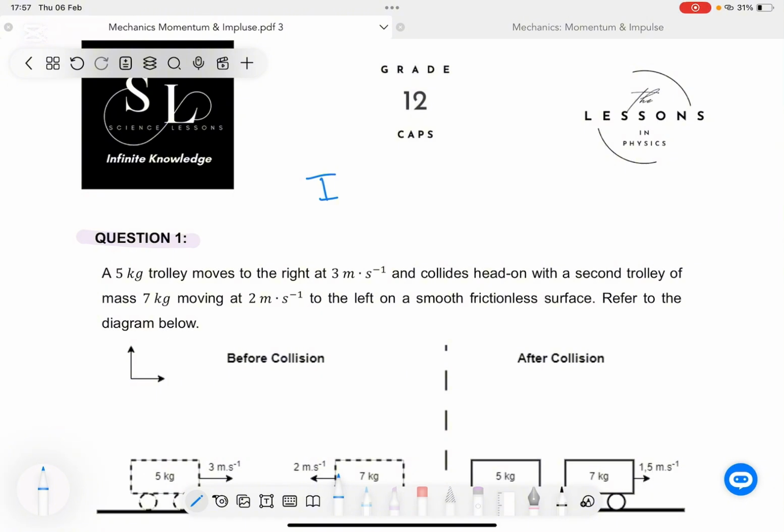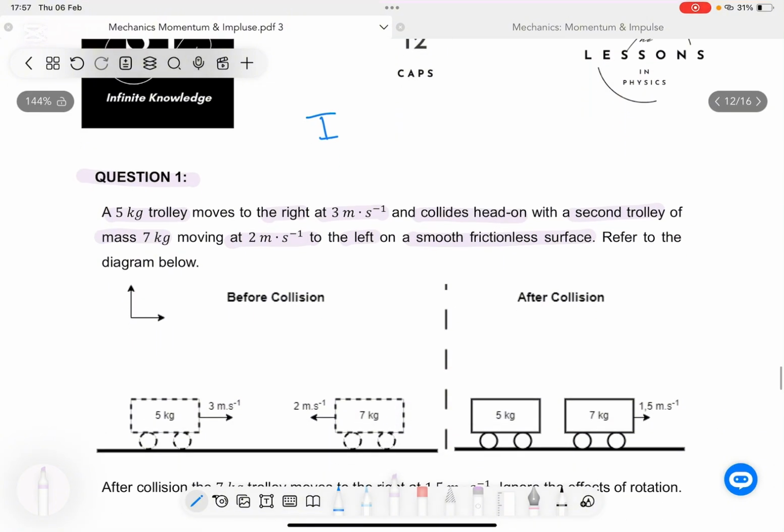We are told that a 5 kilogram trolley moves to the right at 3 meters per second, and it collides head-on with a second trolley of mass 7 kilogram moving at 2 meters per second to the left, on a smooth frictionless surface. Refer to the diagram below.